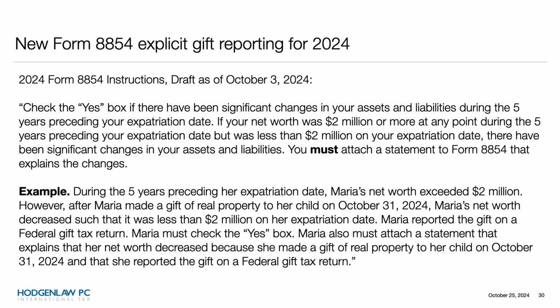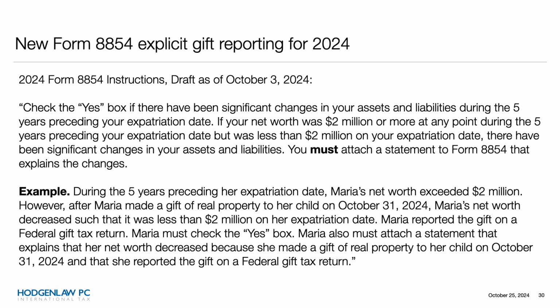So this is the first time I've ever seen any guidance from the IRS explaining what significant changes to assets and liabilities means. If your net worth was $2 million before expatriation and then less than $2 million on your expatriation date, they want to know what you did to reduce your net worth. Now they give an example to get a little bit more specific. The example says, during the 5 years preceding her expatriation date, Maria's net worth exceeded $2 million.